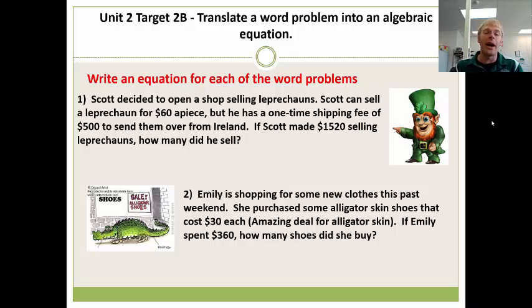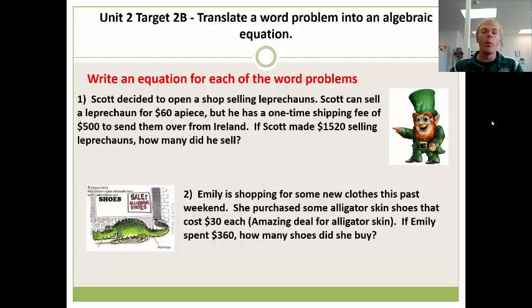So he's going to be buying them from Ireland, right? It takes a while to ship over here. And he's going to sell them for $60 a piece, but the shipping costs to send a batch of leprechauns over from Ireland is $500. Now, if Scott made $1,500 selling these leprechauns, the question is, how many did he sell?